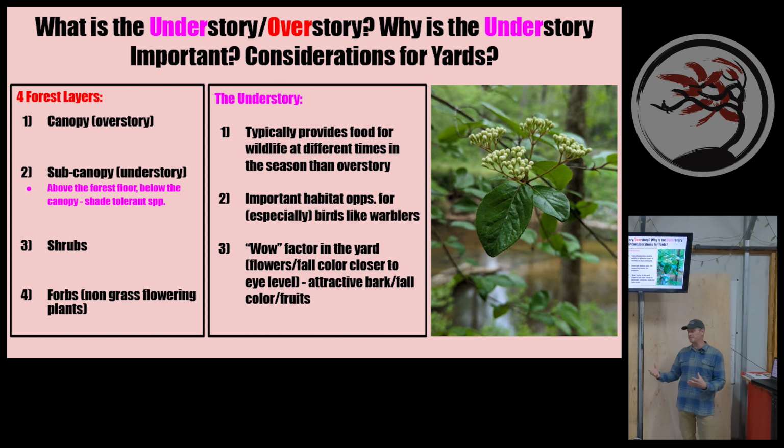The understory, interestingly, provides food at different times for animals than the overstory. Typically, the overstory is going to be more of the fall and early winter, and the understory is going to be summer to late summer. So it's important for a continuity of foraging opportunities for animals. And then, that wow factor. If you think about dogwoods, they have attractive flowers, the leaves are interesting, the bark is interesting. The same is true for a lot of these other smaller trees.